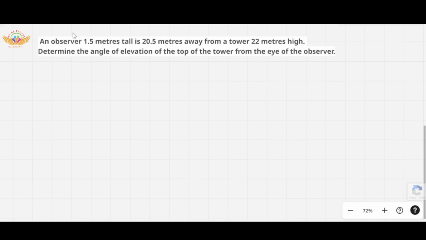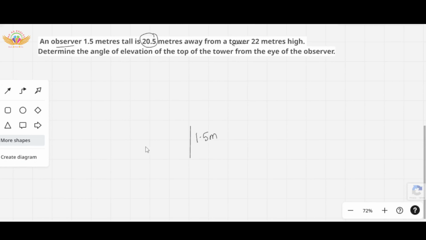So there is an observer. A man is there and his height is 1.5 meters. Let us draw a small line with 1.5 meters. Okay, I'm taking a small line here and I'm taking it as 1.5 meters. Tall, 20.5 meters away from a tower. So there is also a tower. And the distance between this observer and the tower is how much? 20.5 meters. So I need to draw a tower now.